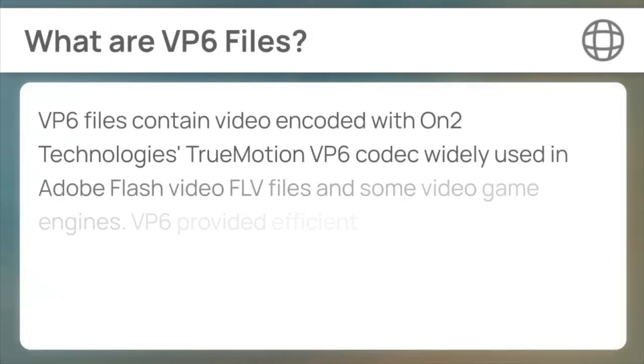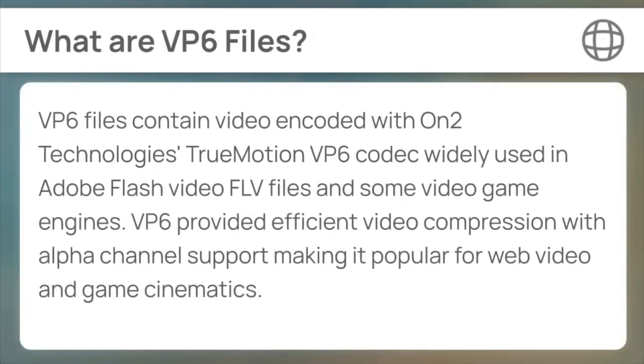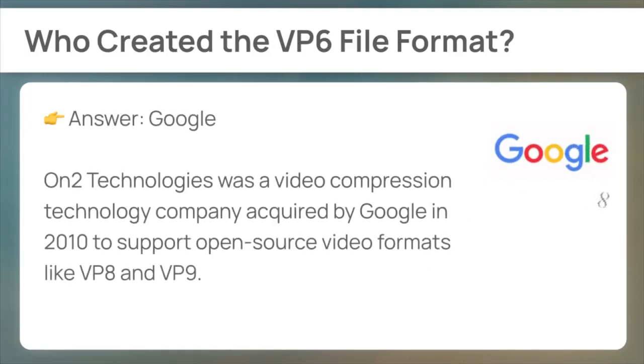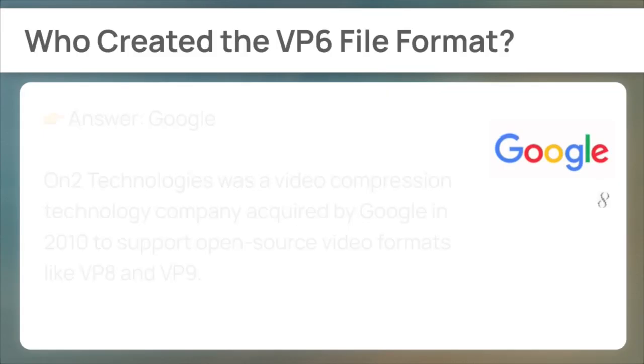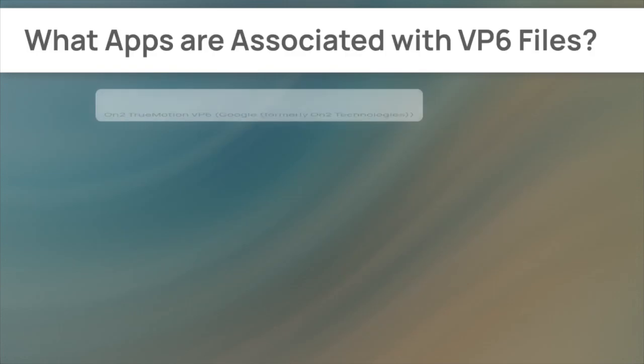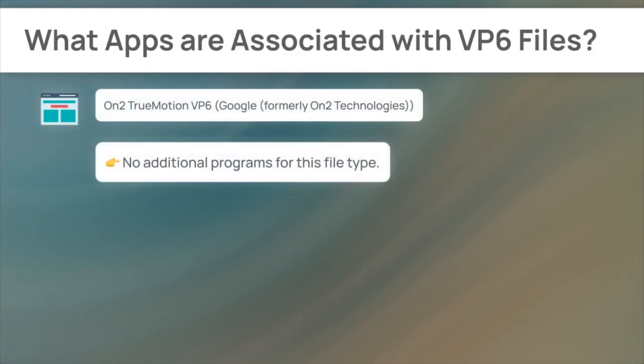VP6 files contain video encoded with On2 Technologies TrueMotion VP6, a codec widely used in Adobe Flash video FLV files and some video game engines. VP6 provided efficient video compression with alpha channel support, making it popular for web video and game cinematics. VP6 video uses a proprietary lossy compression algorithm, supporting both standard 2-pass encoding and alpha channel transparency. It was the default codec for Flash video before H.264 adoption, and is found in many early web videos and game data archives.